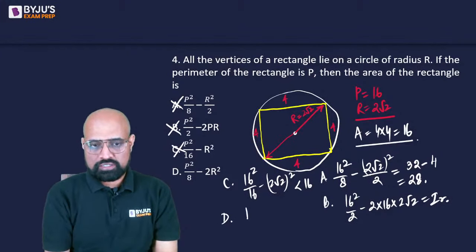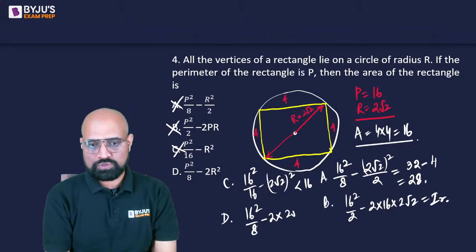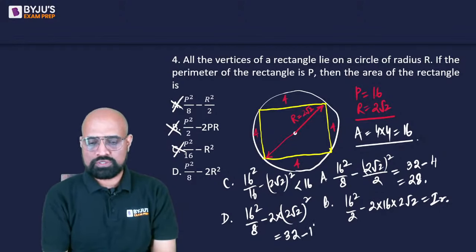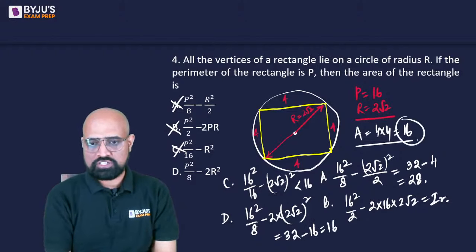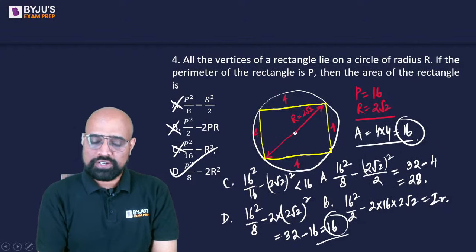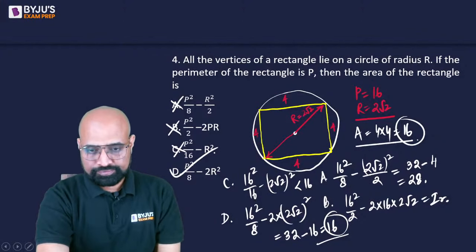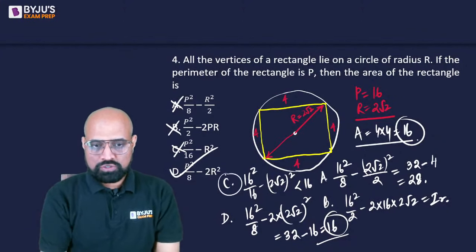D will be 16 square by 8 minus 2 into 2 root 2 whole square. 16 square by 8 is 32 minus 8 into 2, 16, which is 16. It matched. So D is our answer. Right? Stereotyped it. So these were the options that I chose one by one.